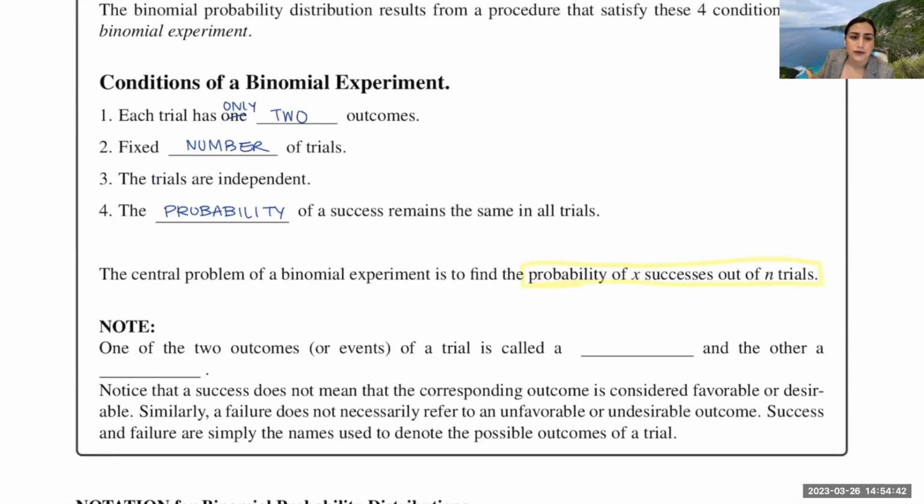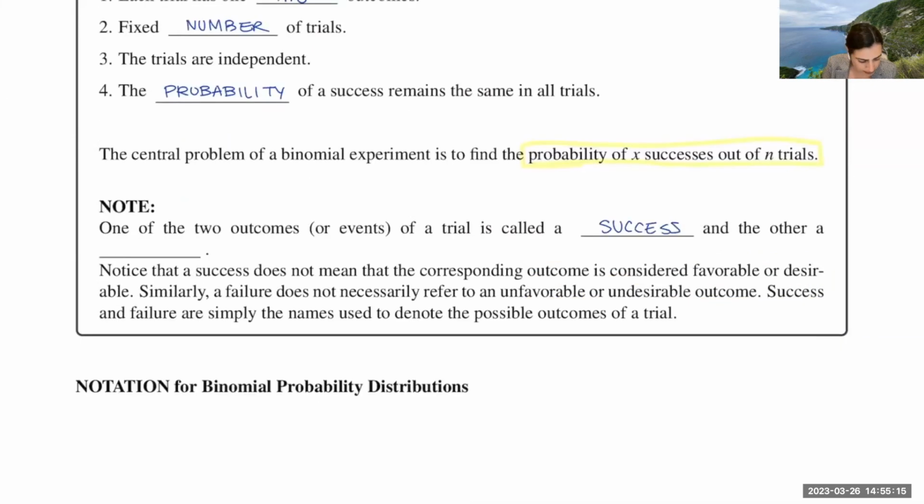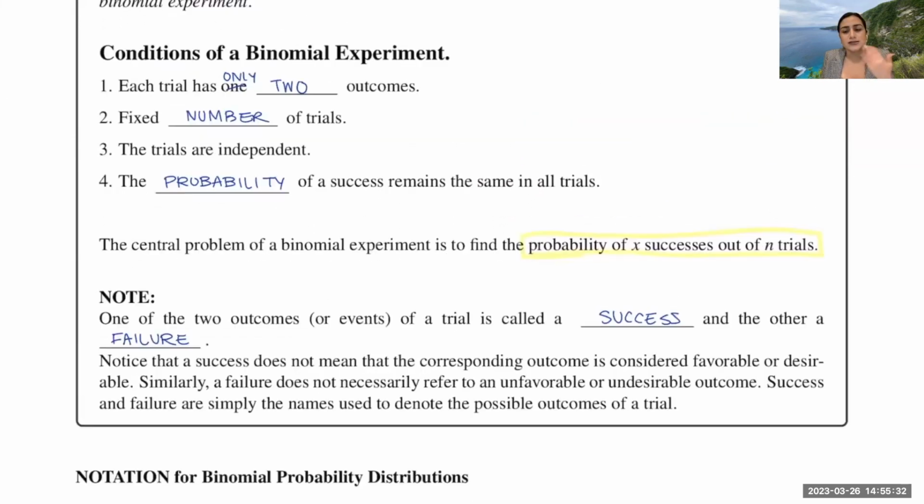There's only 2 outcomes. I do want to make sure that you know that one of the outcomes or events of a trial is going to be called a success, and the other one is going to be called a failure. A success doesn't necessarily mean it's going to be a favorable outcome or a desirable outcome. It just depends on what you end up choosing to be a success. For example, I want to know the probability that 5 computers are defective out of 10 computers, right?